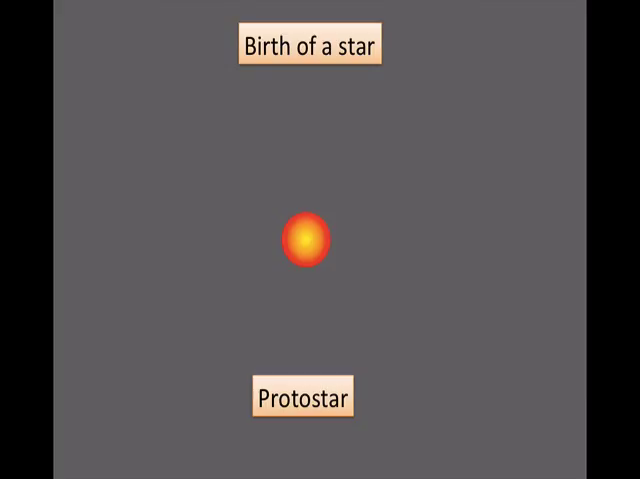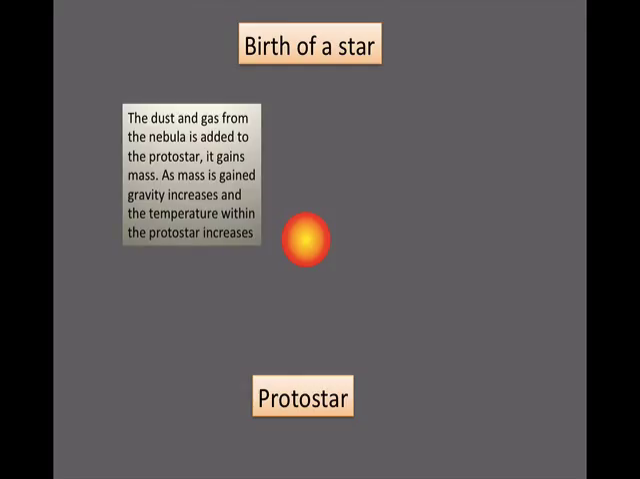So you have this spherical object before fusion begins that astronomers give a special name called a protostar. Now, a protostar isn't something that fusion is taking place in, but nor is it a thing where fusion will never take place. So, for example, something like Jupiter is not a protostar. It's a planet, but it doesn't matter how long you wait. Although it's hot in the center, Jupiter is not going to have fusion starting in the center of it. It's just not big enough. So for a protostar, the dust and gas from the nebula is added to the protostar. It gains mass. As mass is gained, gravity increases, and the temperature within the protostar increases. So it's a sort of a simple process.